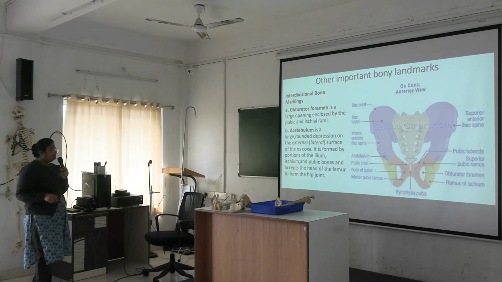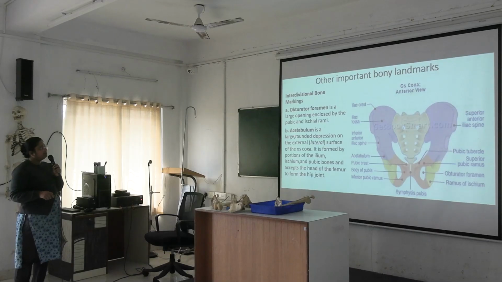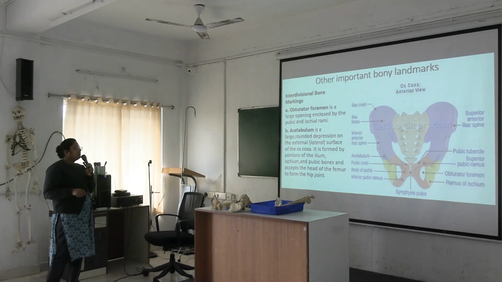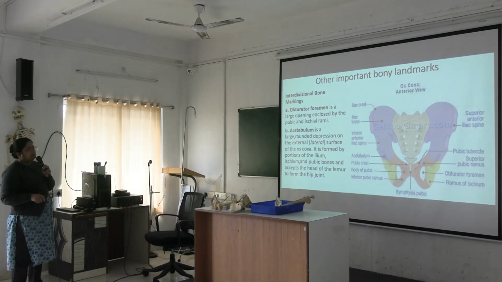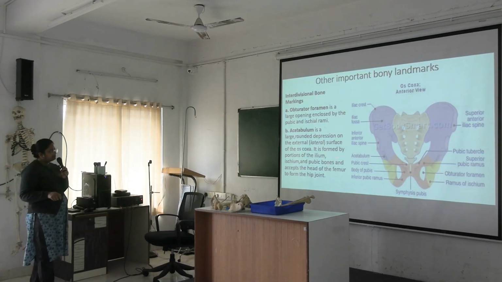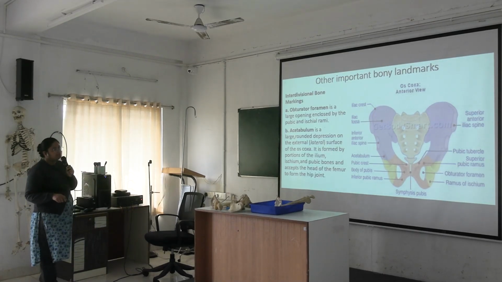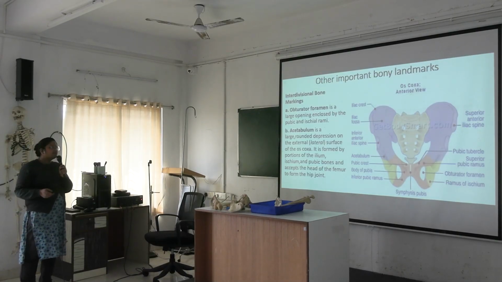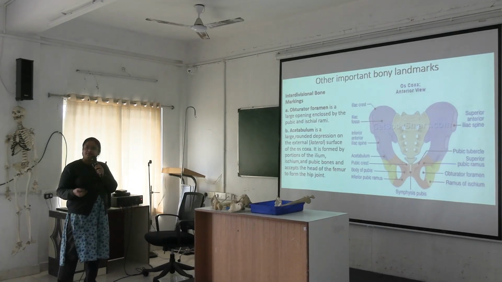Next is the acetabulum. This large depression lies laterally. This is the acetabular cavity. It is a large rounded depression on the external or lateral surface of the os coxa. Coxa means hip bone, okay, and it is formed by portions of the ilium, ischium and pubis. All the bones are included: 2/5 by the ilium, 2/5 by the ischium, 1/5 by the pubis. Okay, and it accepts the head of the femur to form the hip joint.